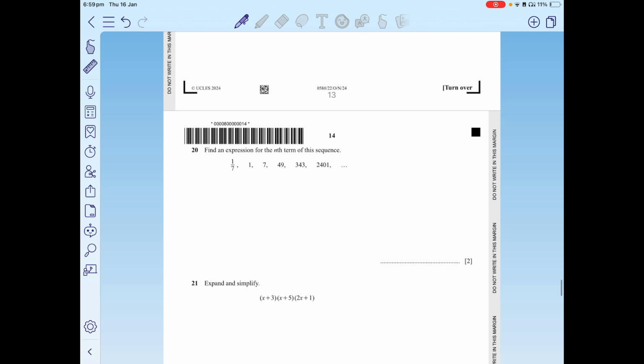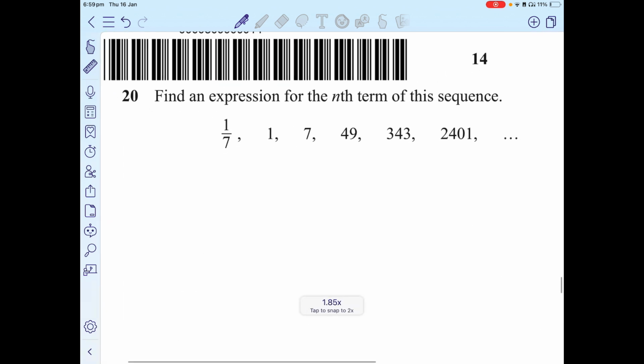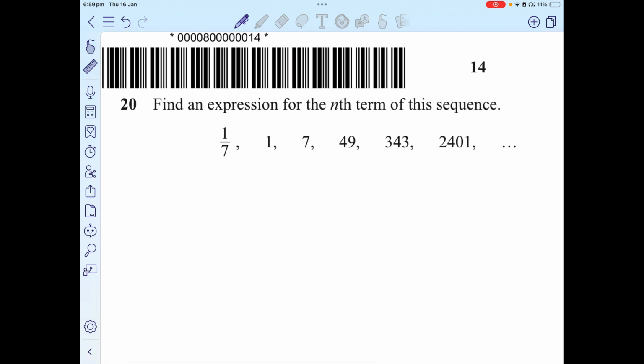Now we'll move on to question number 20. It says find an expression for the nth term of the sequence: 1 over 7, 1, 7, 49, 343. You can see that all of the terms are a power of 7, because they're multiplying by 7. So this is 7 raised to the power negative 1, this is 7 raised to the power 0, and this is 7 raised to the power 1.